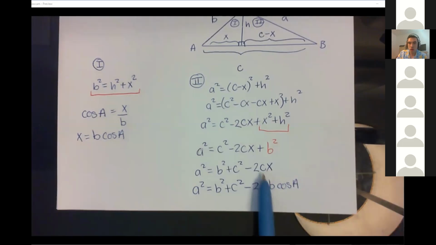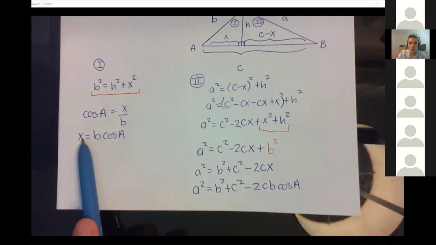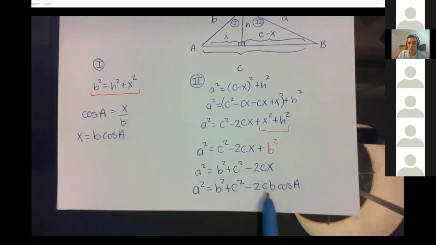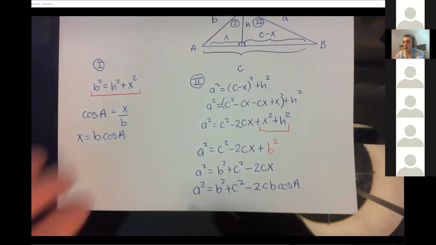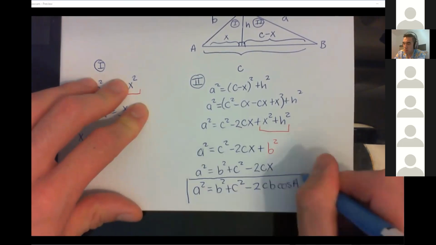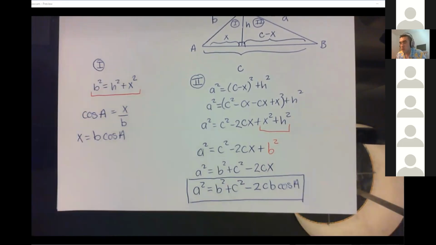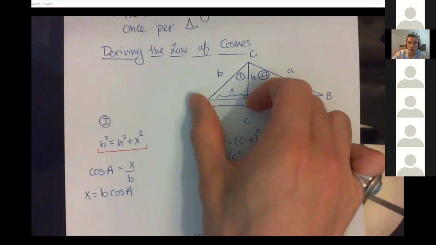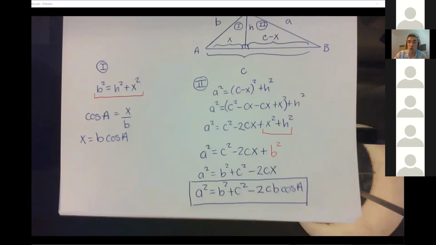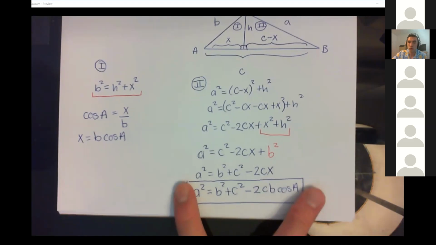All I'm doing in going from here to here is saying that x is equal to b cosine of A. And so here I swap the x for b cosine of A. And this is one complete statement of the law of cosines. Now, please keep in mind that this is the equation that you use. If you're asked to do law of cosines problems, nobody's asking you to draw an altitude or solve for x. All of that is just a justification for why this is generally true.